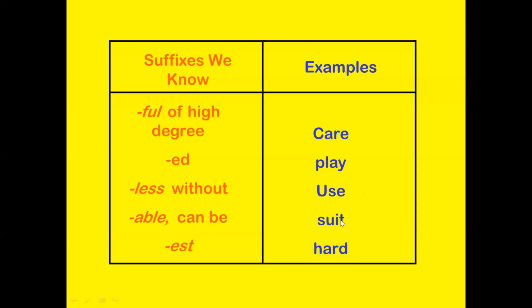Now the word suit. Suit is again a noun. If I add able to the last of suit, it would be turned into an adjective. Then comes est. If I add est to the last of hard, its classification would be changed. So far, hard means difficult. But by adding est to the last of hard, not only its meaning would be changed, but also its classification would be changed.